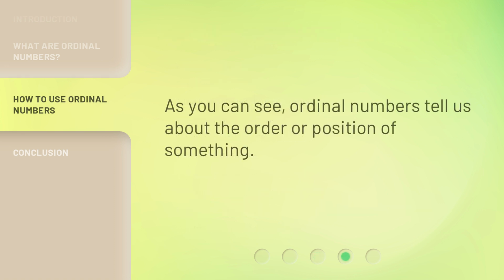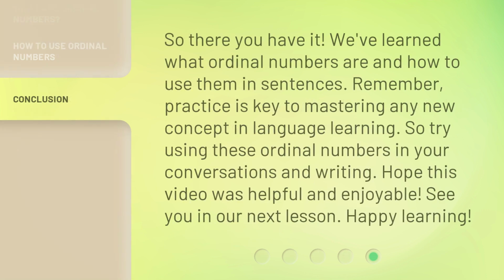As you can see, ordinal numbers tell us about the order or position of something. So there you have it. We've learned what ordinal numbers are and how to use them in sentences. Remember, practice is key to mastering any new concept in language learning. So try using these ordinal numbers in your conversations and writing.